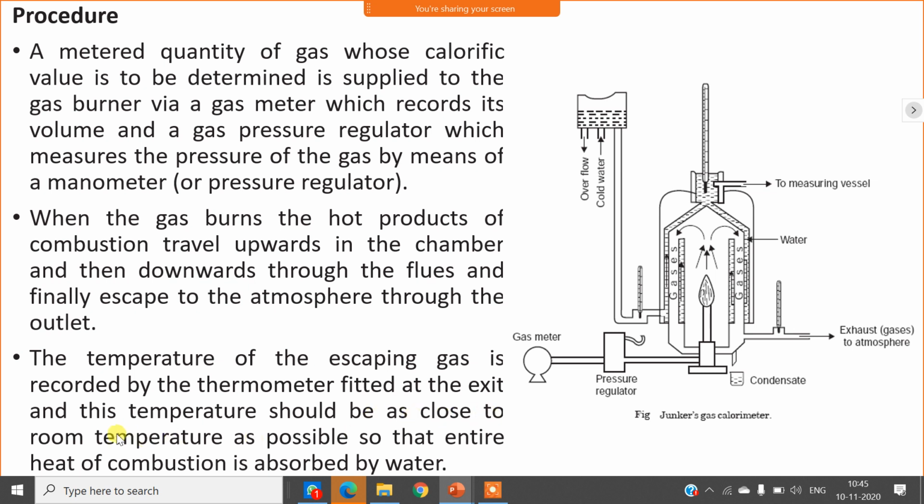This temperature should be as close to room temperature as possible so that the entire heat of combustion is absorbed by the water. The temperature of exhaust gas is measured by the thermometer, and this temperature should be the same as the atmospheric temperature. It means we should ensure complete absorption of heat by the water. The temperature of exhaust gas should be as low as possible, or as near to the atmospheric temperature.